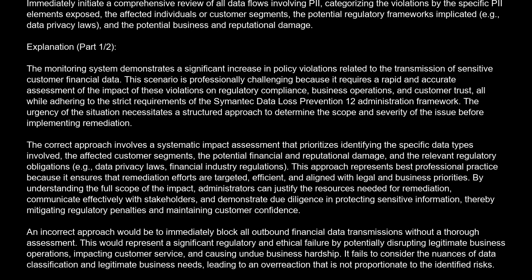An incorrect approach would be to immediately block all outbound financial data transmissions without a thorough assessment. This would represent a significant regulatory and ethical failure by potentially disrupting legitimate business operations, impacting customer service, and causing undue business hardship. It fails to consider the nuances of data classification and legitimate business needs, leading to an overreaction that is not proportionate to the identified risks.